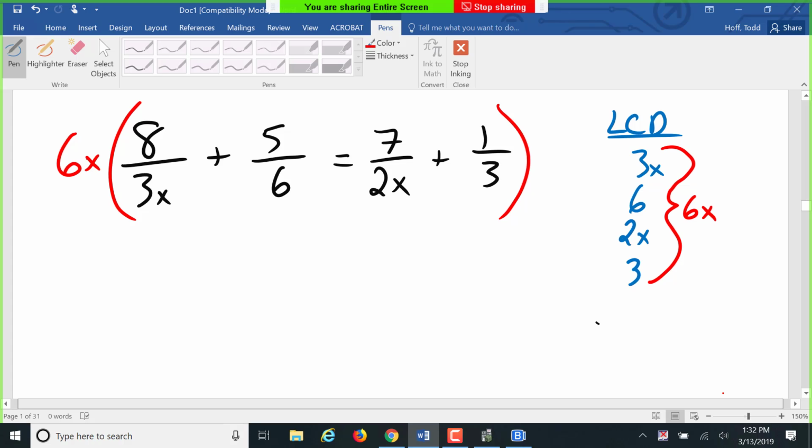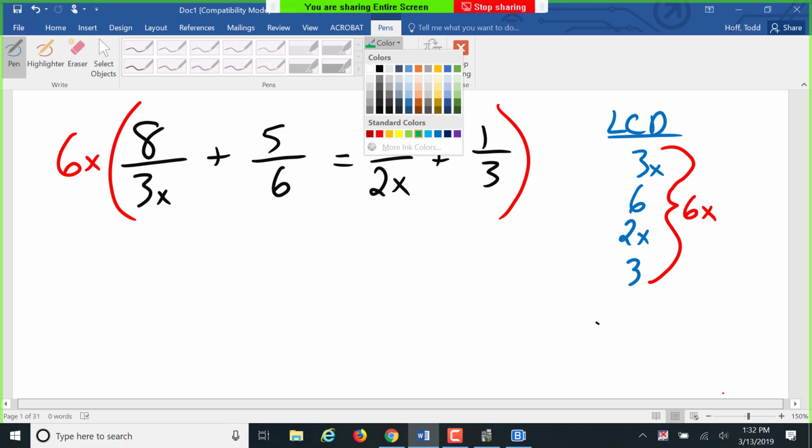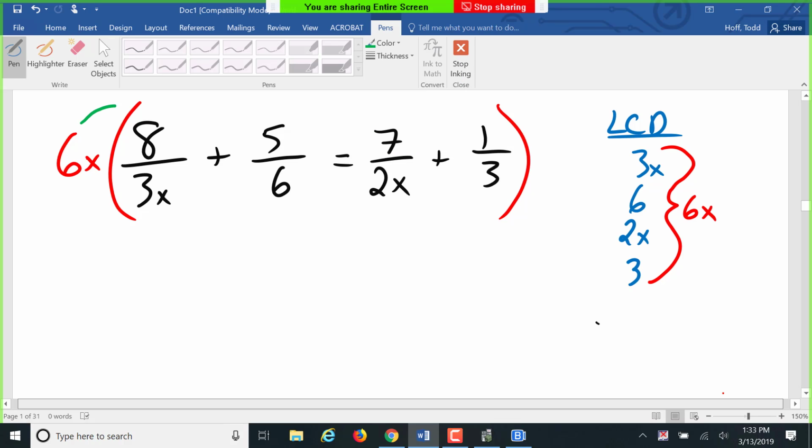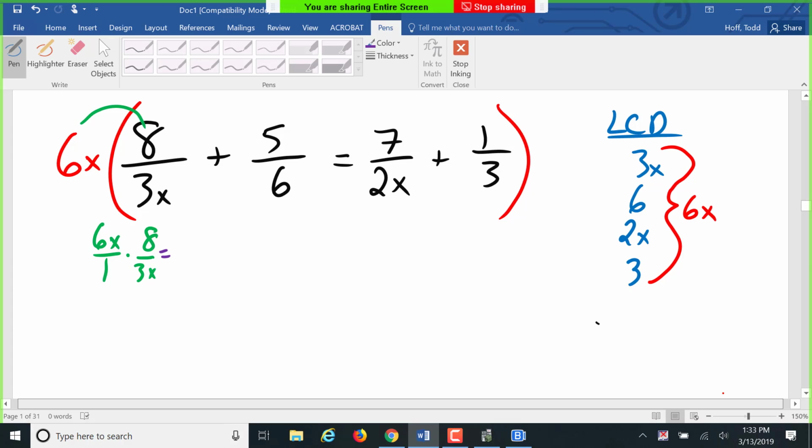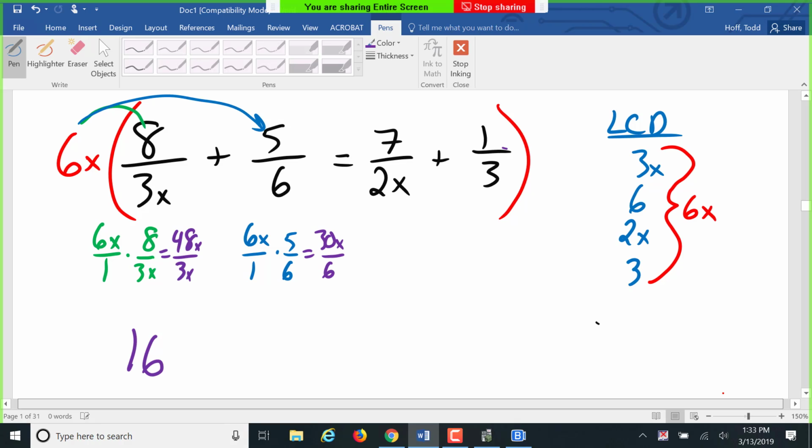Now, for some people, it's easier not to use cross-canceling. If I do 6x times the 8 over 3x, I'll do 6x over 1 times 8 over 3x. For some people, it's easier to just say 6x times 8 is 48x. 1 times 3x is 3x. That divides to be just 16. (6x) times the 5 over 6. 6x over 1 times 5 over 6. 6x times 5 is 30x. 1 times 6 is 6. 30x divided by 6 is 5x.